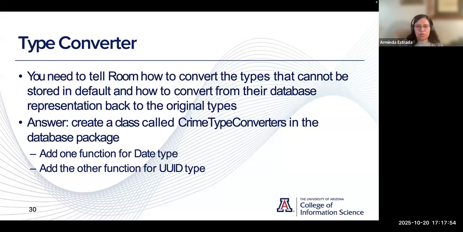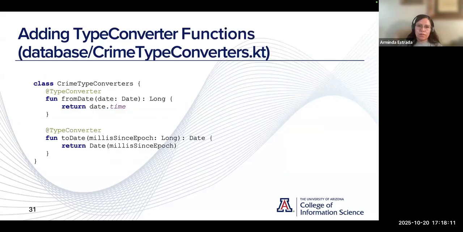So to do this, we have to create a class called CrimeTypeConverters. Again, because we can't use all of the types by default, we have to use a type converter, right? So add one function for the Date type and add another function for the UUID type. So there we go. In this case, it's type converters, right? So we do need one for date for ourselves. Okay, so from date and to date.